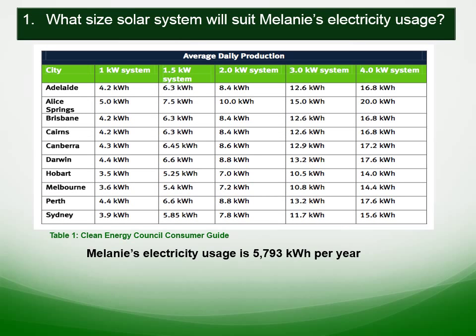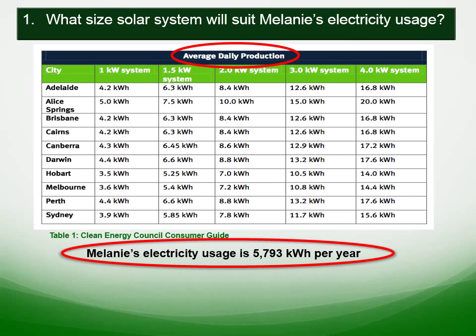Number 1, what size solar system will best suit Melanie's current electricity usage? Here is a table obtained from Clean Energy Council showing the average daily production for each capital city in Australia for various sized solar systems. The important information we need to note here is average daily production. Melanie has advised us of her annual electricity usage, therefore using this figure we need to work out what her average daily usage is so that we can look at this table and see which sized solar system would best suit Melanie's current electricity consumption.